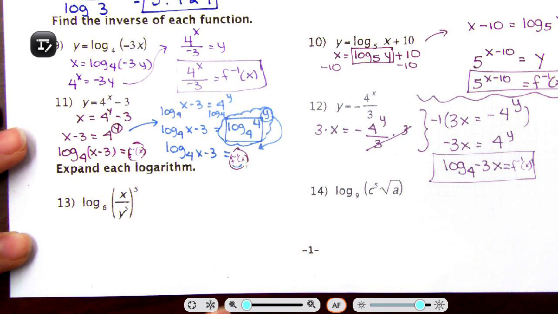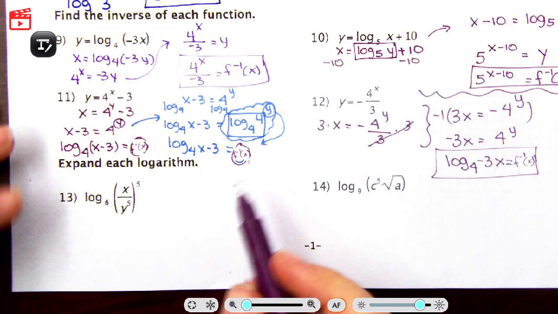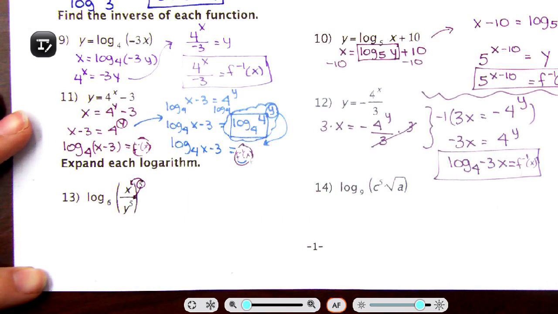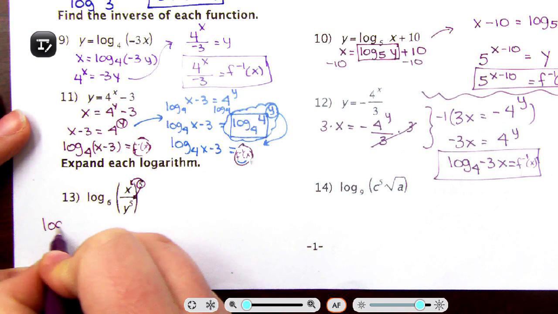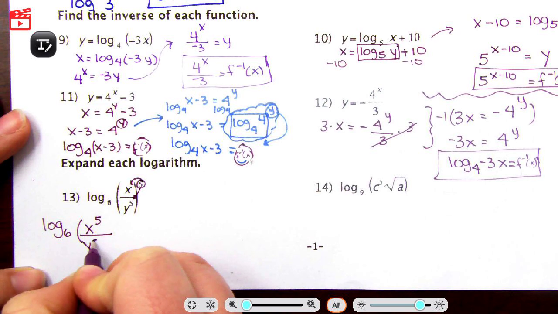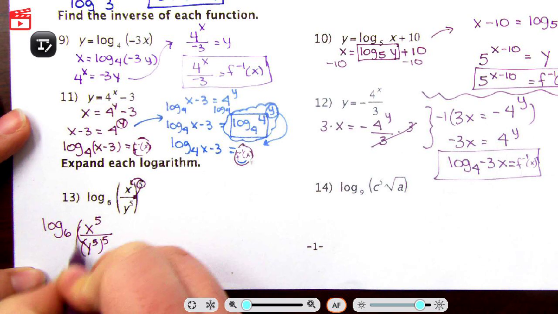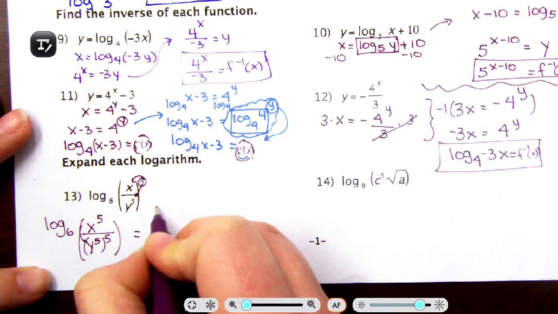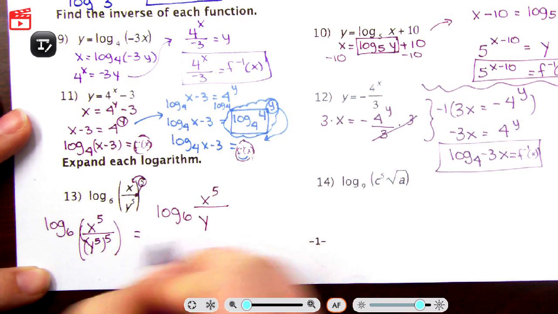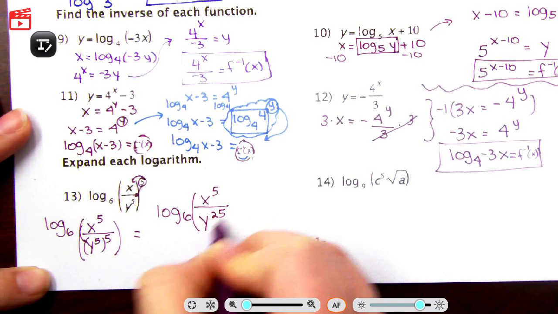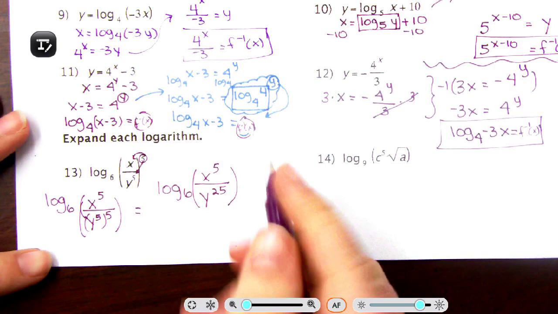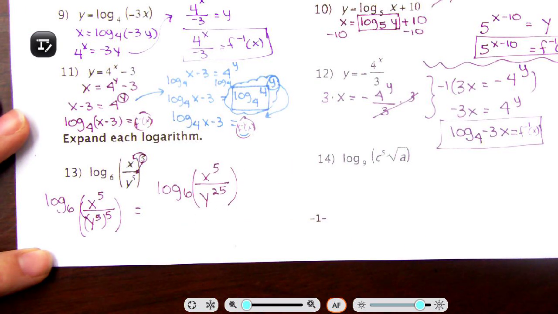Now you can do this 2 ways. The first thing you can do is use the property to bring that 5 on the inside. So basically what you have here is log base 6 of x to the 5th power and y to the 5th power to the 5th power, which means you have log base 6 of x to the 5th power divided by 5 times 5 is 25, y to the 25th power. Then you can apply the property which says, hey, if we have division, then we can subtract.